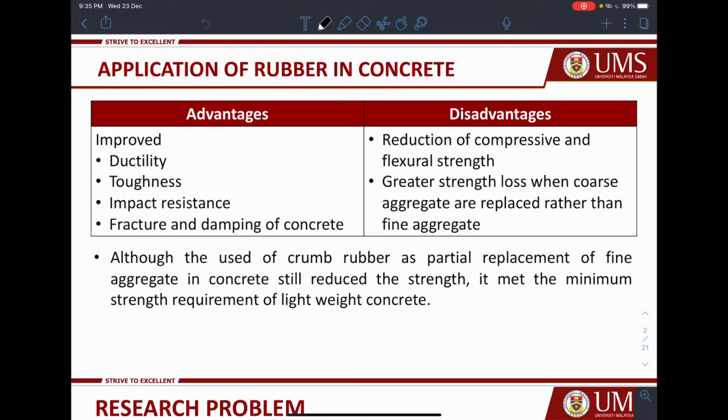However, rubber reduces the compressive and flexural strength of concrete. In addition, greater strength loss was found when coarse aggregate is replaced with rubber rather than fine aggregate. Although the use of crumb rubber as partial replacement of fine aggregate in concrete still reduced the strength, it met the minimum strength requirement of lightweight aggregate.